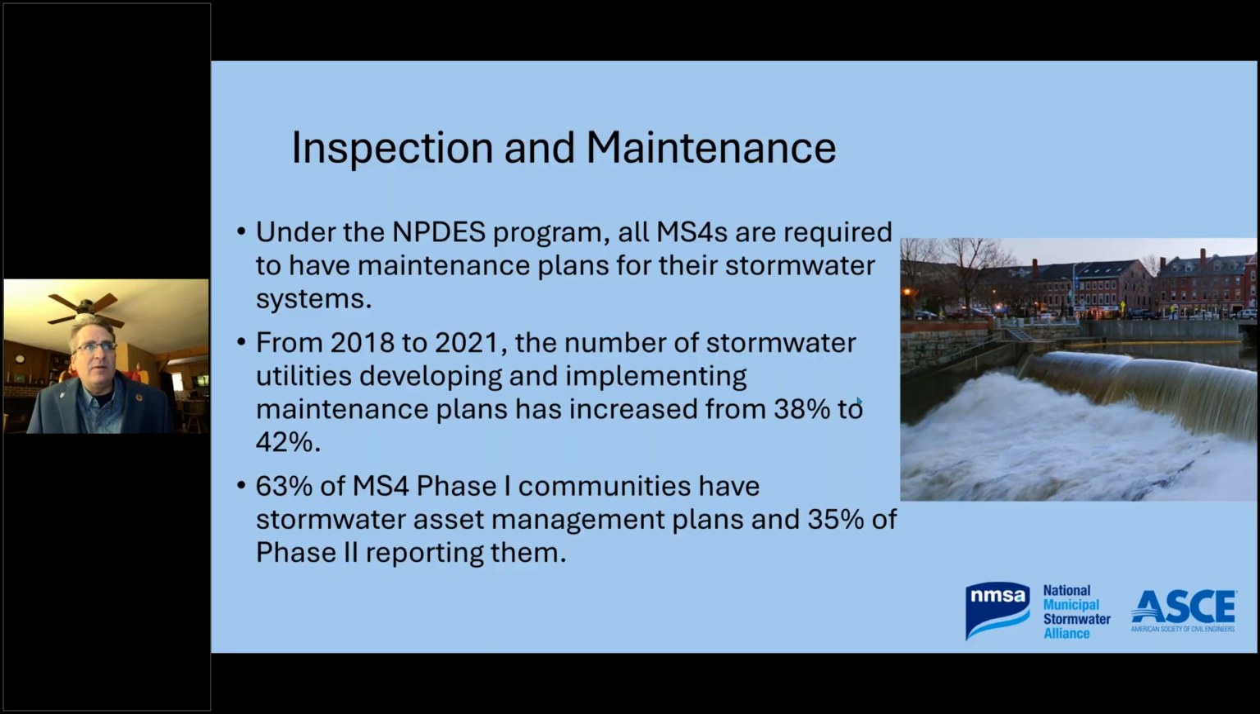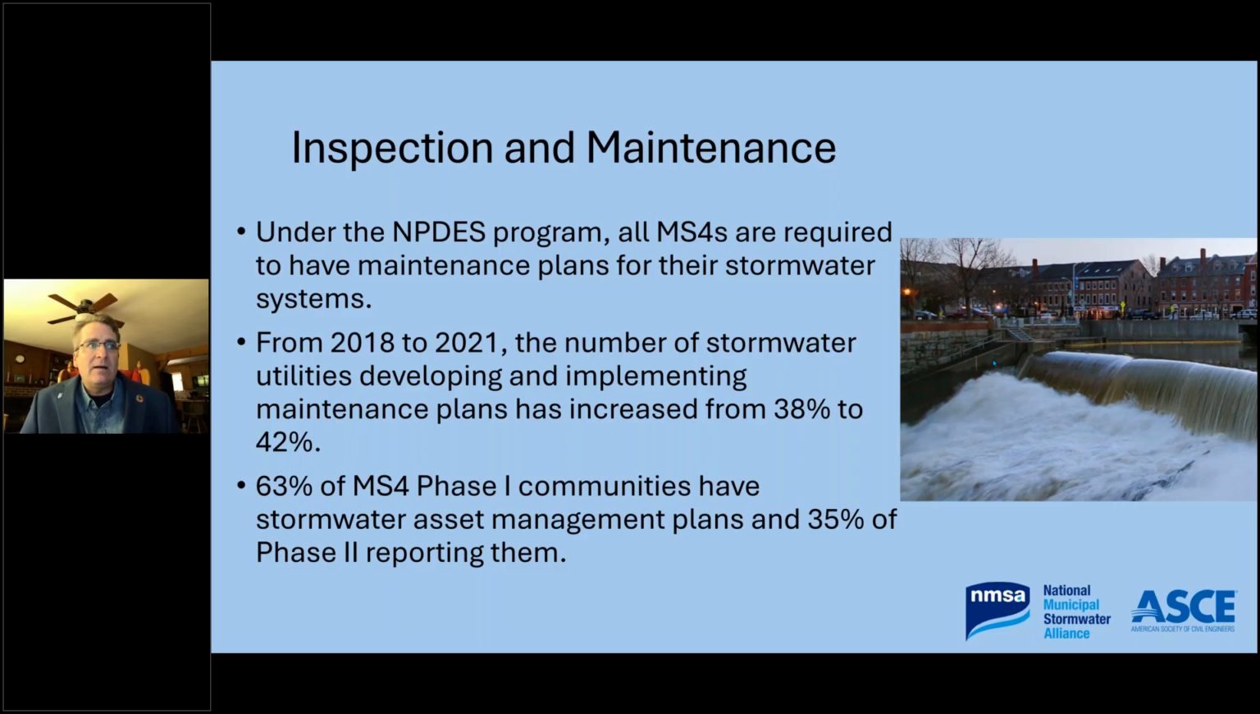So under the National Pollutant Discharge Elimination System, the NPDES program, all MS4s, all permitted communities are required to have maintenance plans for their stormwater systems. This is something that's advancing thanks to these more progressive permit requirements. From 2018 to 2021, the number of stormwater utilities developing and implementing maintenance plans increased from 38% to 42%.